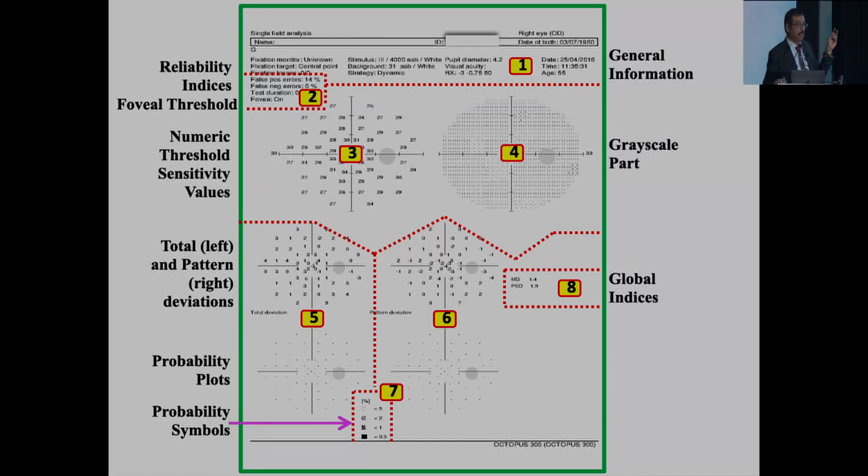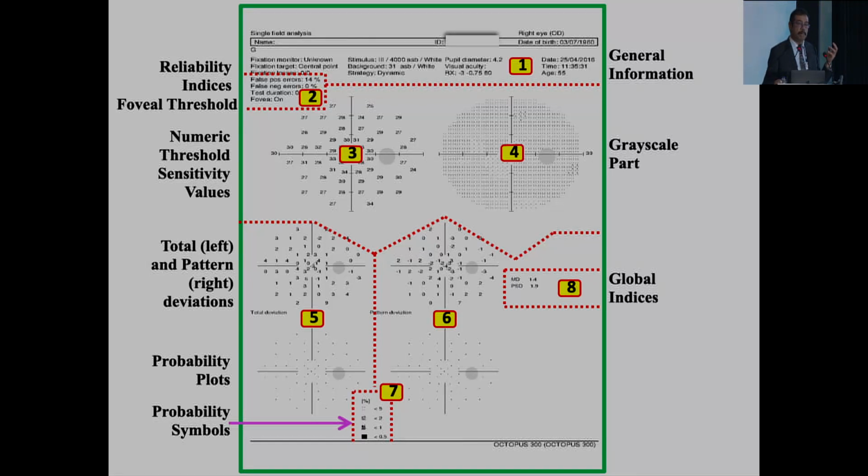Then you have the fixation monitor, which is available only for the Humphreys. In Octopus it is not really required. Then you have the stimulus size, which is either 3 or 5. You go with 5 only where the vision is poor. Then the background is always fixed. Then you have the strategy. In Octopus, we use G dynamic. In Humphreys, we use SITA Fast, or SITA Standard is the normally used one.